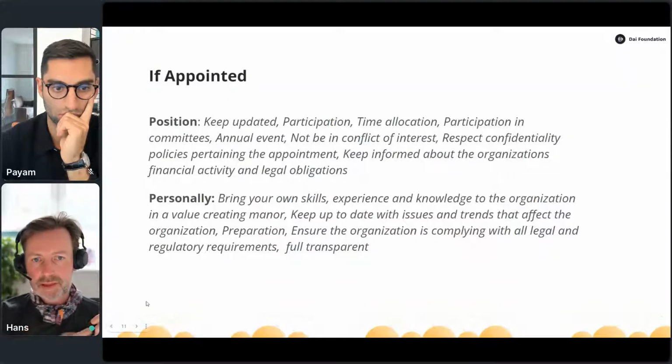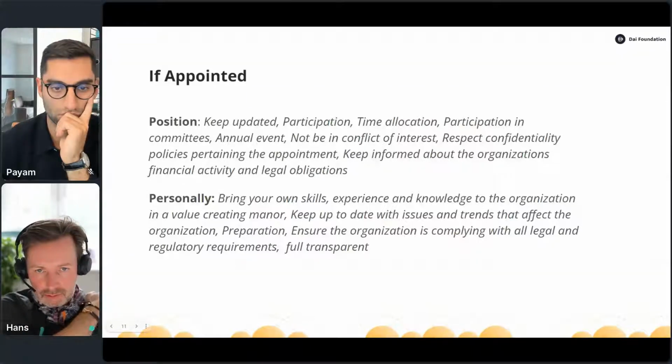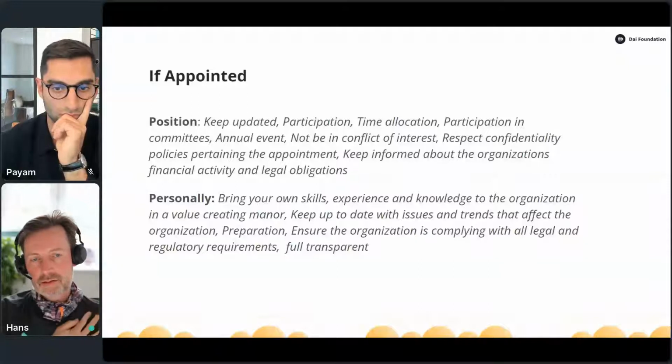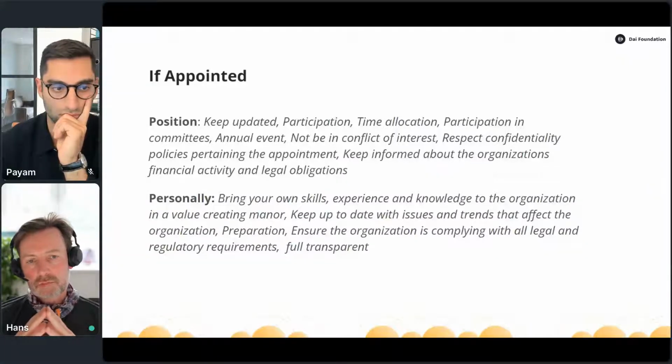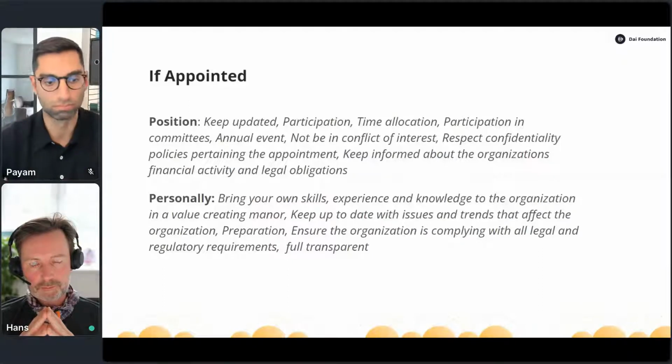Yeah, and then there is some preparation work as always. What else are we writing here? Yeah, and then there's transparency. No, I only have two more points to make.